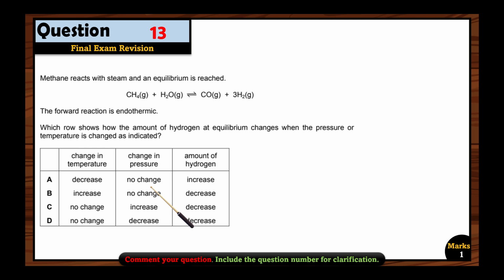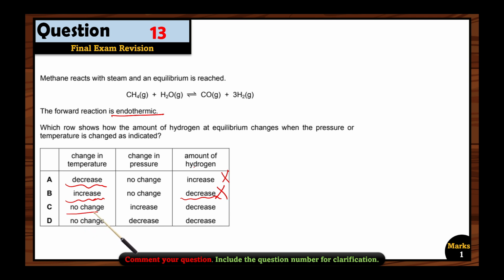Question 13. Methane reacts with steam and an equilibrium is reached. The forward reaction is endothermic. Again, it's endothermic. So which row shows how the amount of hydrogen at equilibrium changes when the pressure or the temperature is changed as indicated? If you decrease the temperature, the amount of hydrogen will increase. That's wrong because it's endothermic. If you decrease the temperature, it will not increase the hydrogen amount. So that's wrong. If you increase the temperature, it will decrease the amount of hydrogen? No, sorry. If you increase the temperature, then it should increase the amount of hydrogen. So this statement is also wrong.